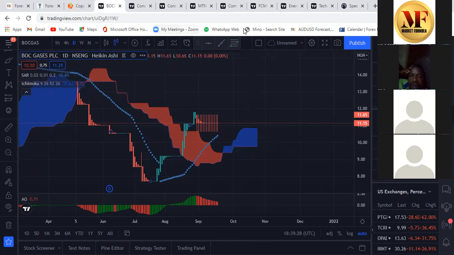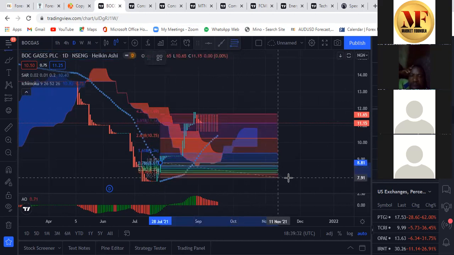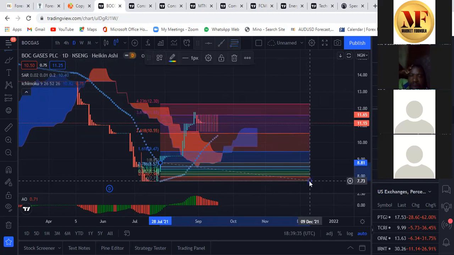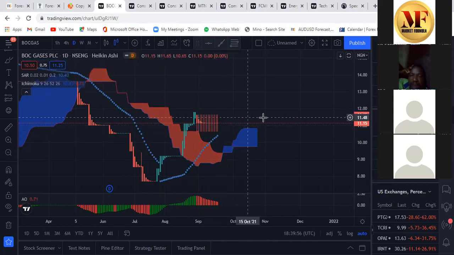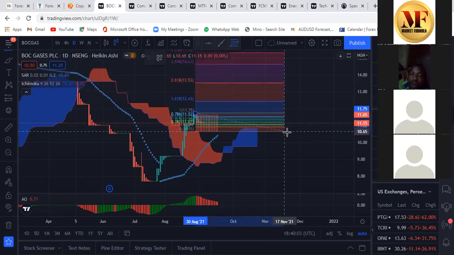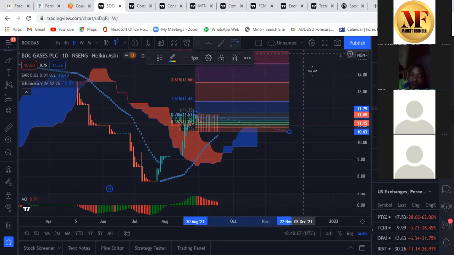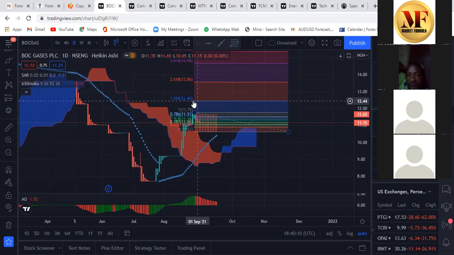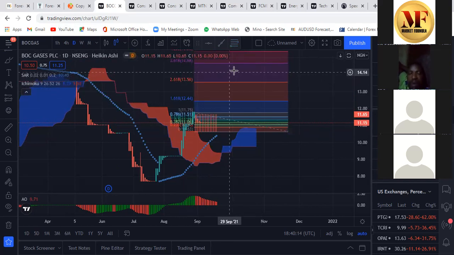Then how far can it go? Let's use our Fibonacci to draw our extension. You see what is happening. You see why price is holding around that level. For some time now, it has been going up, so it's consolidating. If we consolidate for some time again, then we can draw our Fibonacci from here and project another level. Let me explain what I'm saying. If we consolidate here for so long, then we use Fibonacci at this level and draw another extension. So where are the possibilities? 12 naira, 44 kobo, 13 naira, 56 kobo, and possibly 14 naira, 66 kobo.